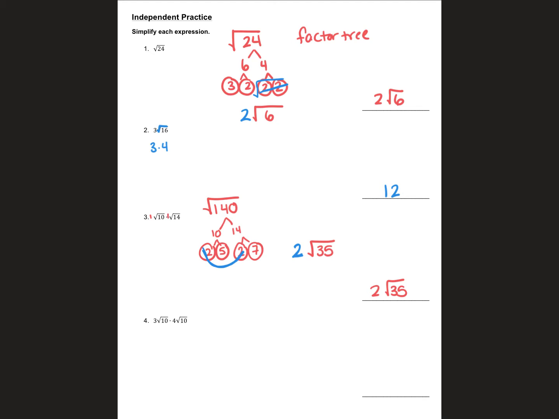Okay, and for the last one, same thing. Outside numbers multiply to outside numbers, so 3 times 4 is 12. Inside numbers multiply to inside numbers, 10 times 10 is 100. Well, the square root of 100 is a perfect square, so I can square root that right away, and that's 10. So then I take the outside number 12, multiply by the 10 that we just got, and so that answer is 120.